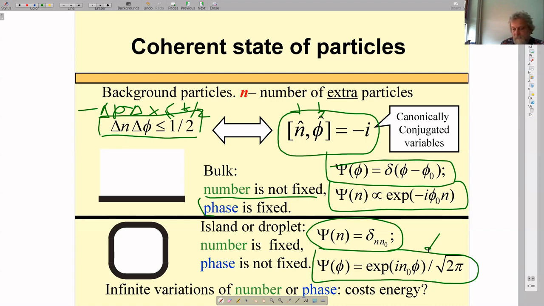These two idealized cases are very clear. What is not satisfactory at the moment is that the variations of number and phase are really infinite in the pictures. These variations might be connected to energies. There could be an energy cost for this, which we don't take into account. Also, these cases are completely disconnected. It would be nice to have a more physical illustration of this concept, of how to go from a state with a fixed number of particles, which has to be the case for an island, to the case of an uncertain number of particles.